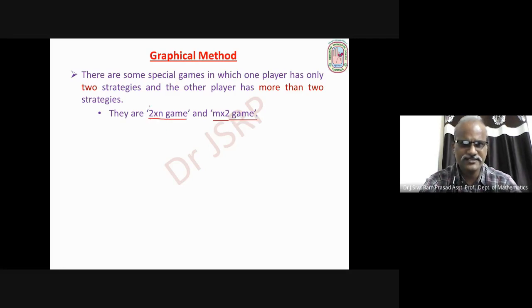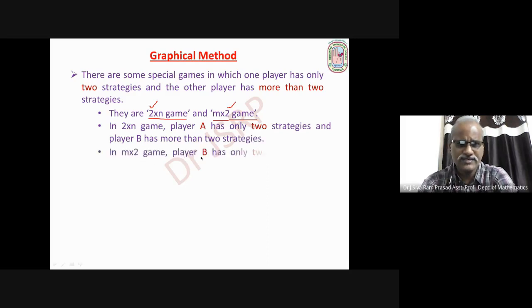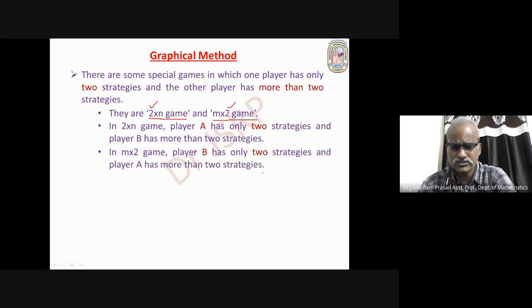In a 2 by n game, player A has only two strategies and player B has more than two strategies. In an m by 2 game, player B has only two strategies and player A has more than two strategies. These types of games can be solved by using the graphical method.